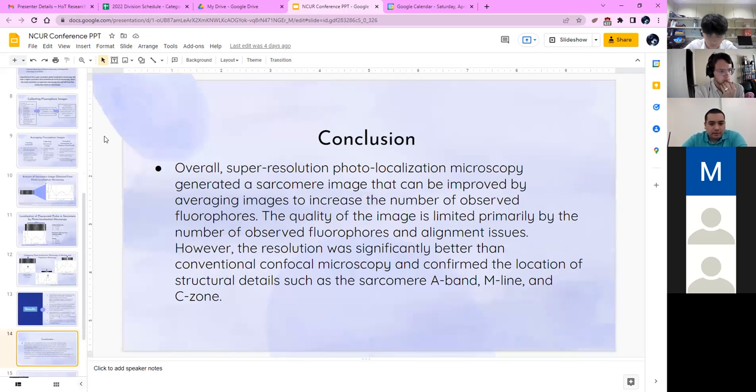So in conclusion, super resolution photolocalization microscopy generated a sarcomere image that can be improved by averaging images to increase the number of observed fluorophores. The quality of the image is limited primarily by the number of fluorophores or the signal density and alignment issues. However, the resolution was better than conventional confocal microscopy, and it also confirmed the location of structural details such as the sarcomere A band, the M line, and C zone areas.